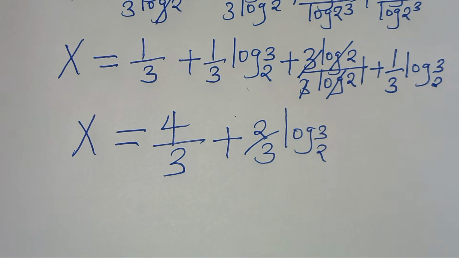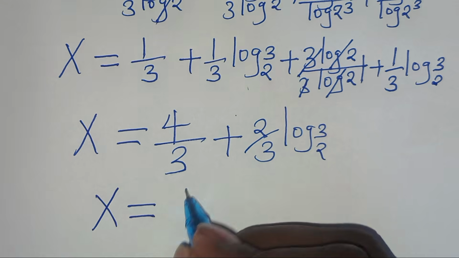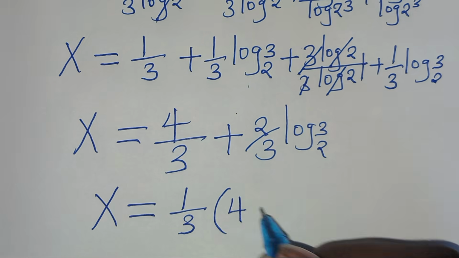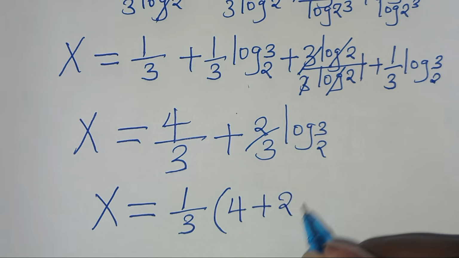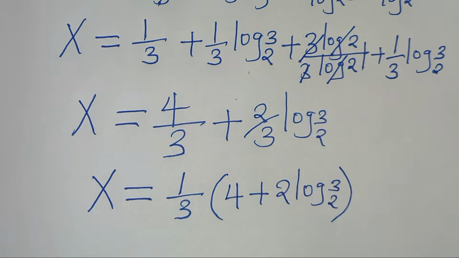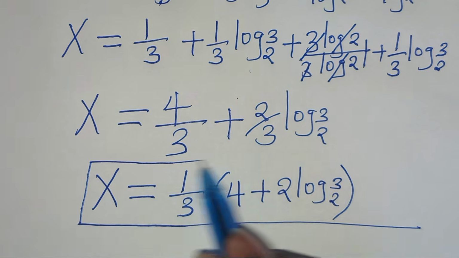Now, since we have a third is common here, we can express x as 1 over 3 into the parentheses 4 plus 2 log 3 to base 2. So this is the value of x.